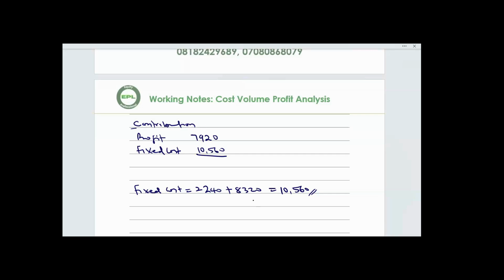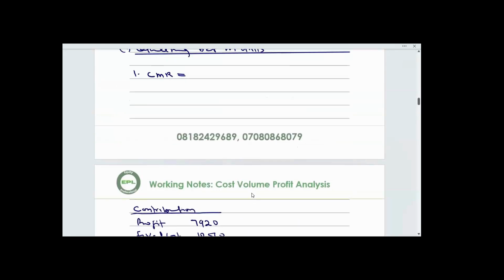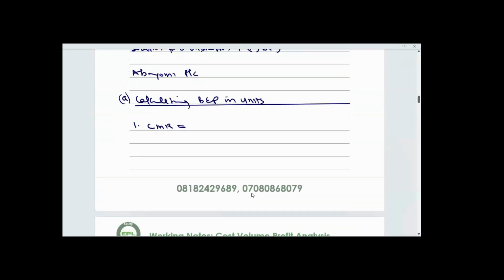Yes? 18,480. 18,480,000. That represents the overall contribution margin. So the overall contribution margin is 18,480,000. So I can then come here. Contribution margin is 18,480. Figures are in thousand.